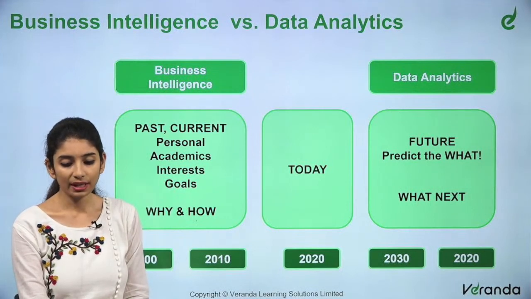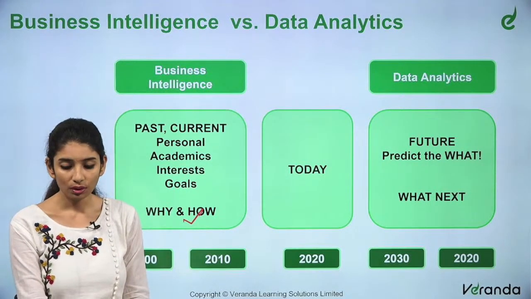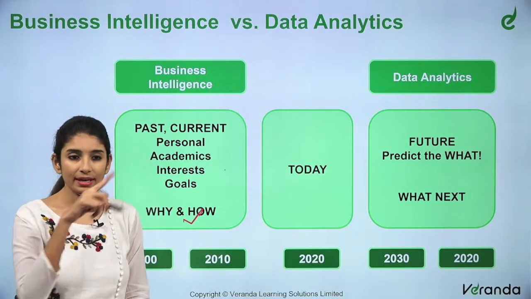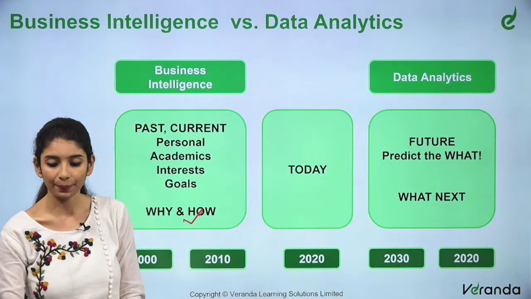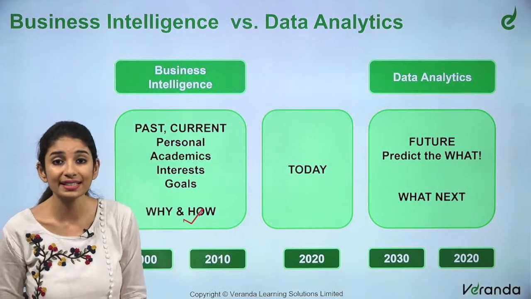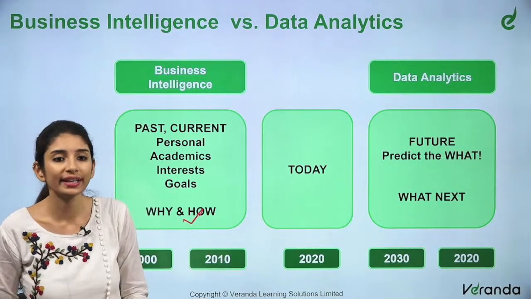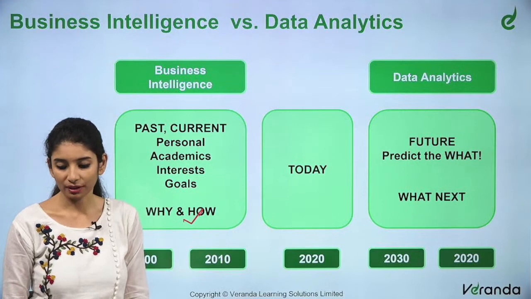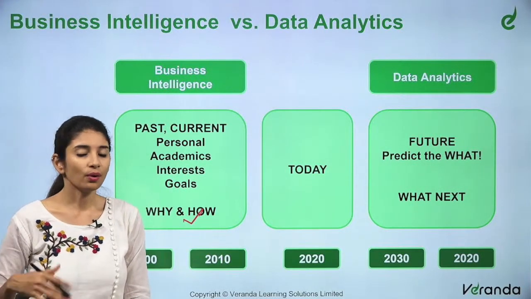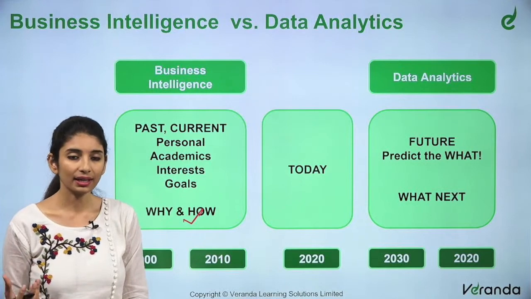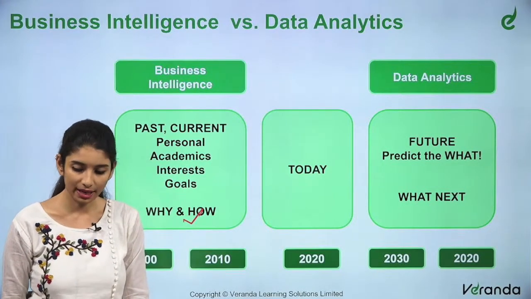So business intelligence looks at why and how. Yeah, so it analyzes past and current things and tells me why and how such and such thing has happened. Data analytics gives me an insight into what I should be doing in the future. But again, as said, these are used interchangeably. What technology is used in data analytics is also referred to as business intelligence.